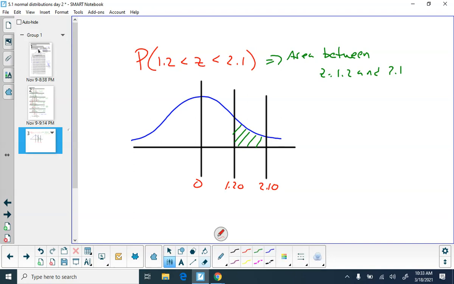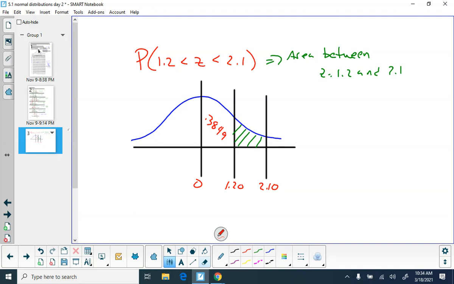What our table gives us is the area from 0 to a z-score, not in between two z-scores. So we're going to have to do a little bit of mathematical manipulation here. Let's first determine the area between 0 and 1.20. Let's look at our table. What's the area between 0 and 1.20? Molly, what do you come up with? 0.3849.